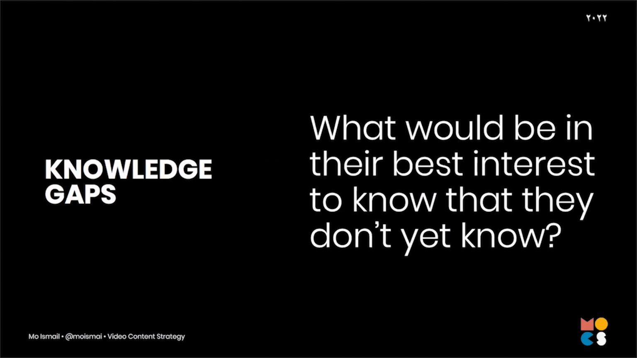The second one is knowledge gap. This is probably the most powerful way to think about your information. What would be in their best interest to know that they don't yet know? The best litmus test is when you watch a video and you're like, man, I wish I knew that when I was younger. Or man, I wish I knew that sooner. Some of the most viral videos that you see are ones that are like a life hack. And then everyone's in the comments like, well, I spent 30 years being a dumbass. Wish I would have known that.